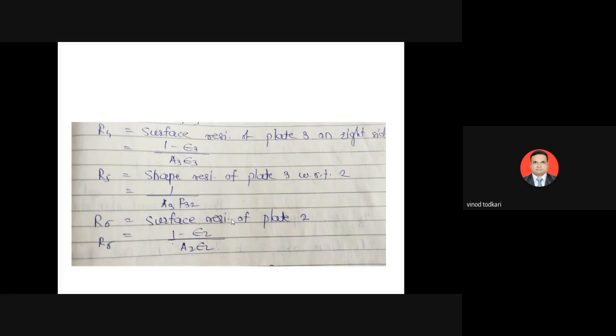Right? So these are the values of resistances. As I had told you, even if it looks lengthier, it is not lengthier, only two simple formulas are there. Which are those? (1 minus emissivity) upon (area into emissivity) and 1 upon (area into shape factor). So simply substitute that, and after this, again the same substitution is there.